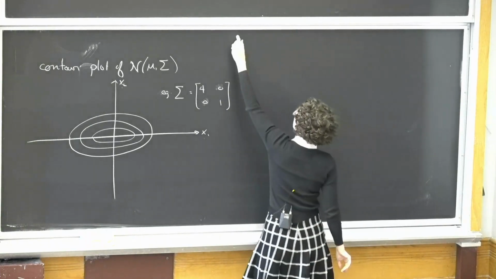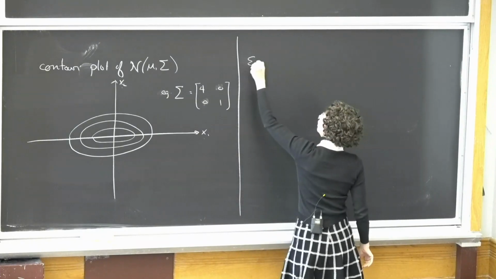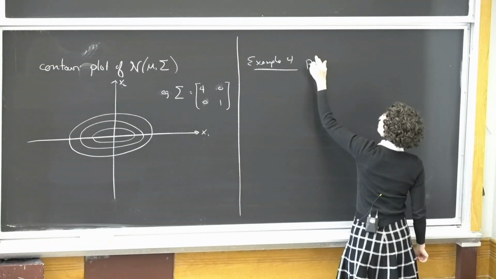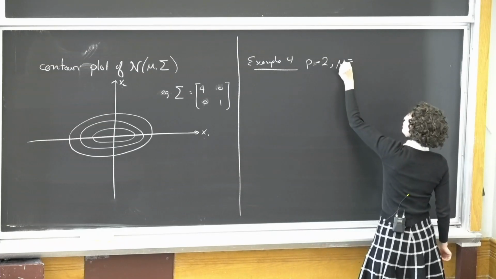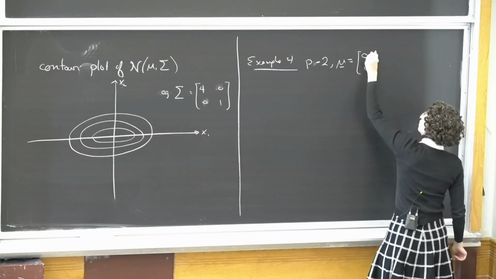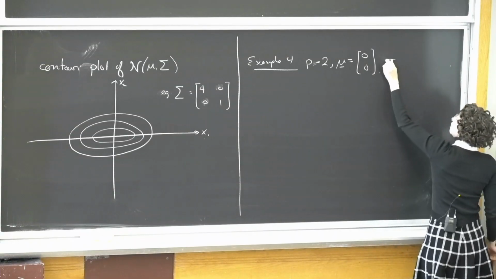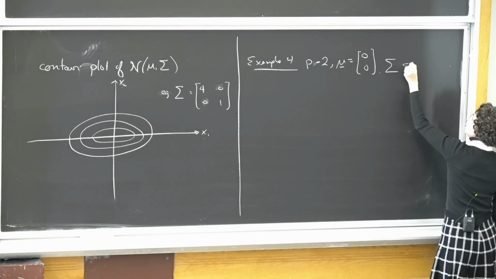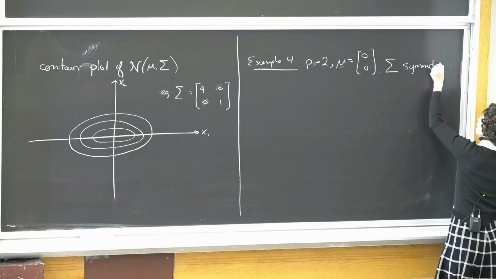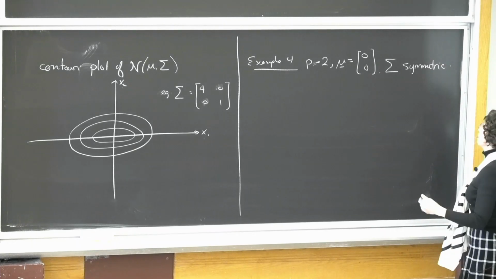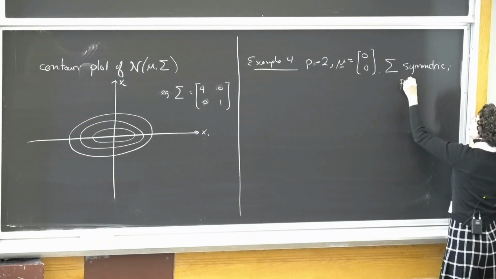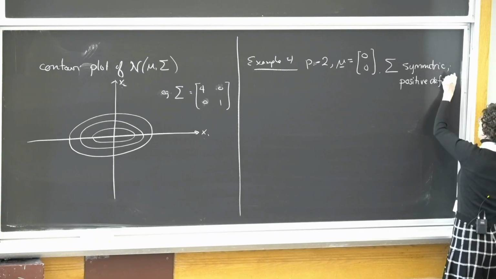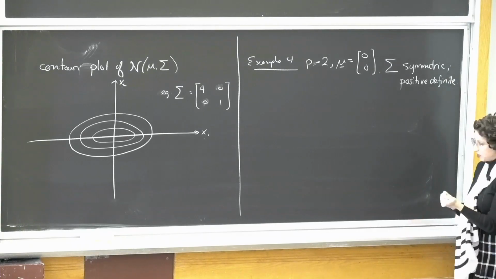Okay, so now let's look at our final example. Again, p is equal to 2. Mu is still going to be zero mean. And sigma is going to be more general. So sigma is going to be symmetric. So remember that means sigma is equal to sigma transpose. And it is going to be positive definite. Real blast from the past here.